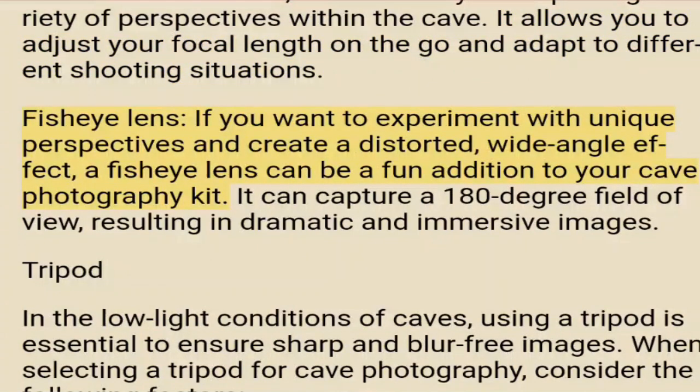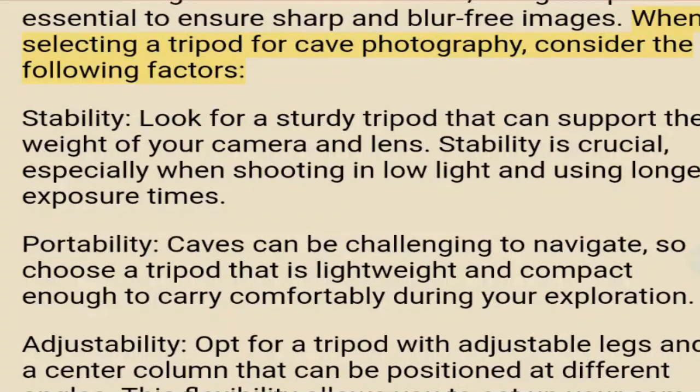Fisheye lens. If you want to experiment with unique perspectives and create a distorted, wide-angle effect, a fisheye lens can be a fun addition to your cave photography kit. It can capture a 180-degree field of view, resulting in dramatic and immersive images. Tripod. In the low-light conditions of caves, using a tripod is essential to ensure sharp and blur-free images. When selecting a tripod for cave photography, consider the following factors.